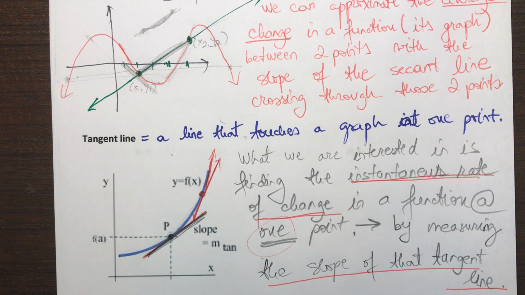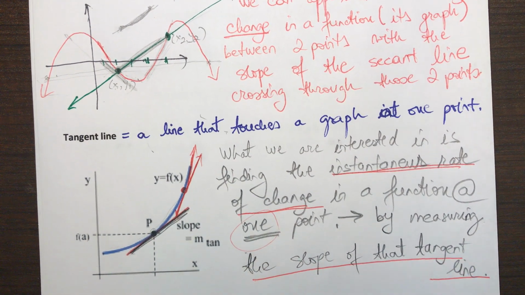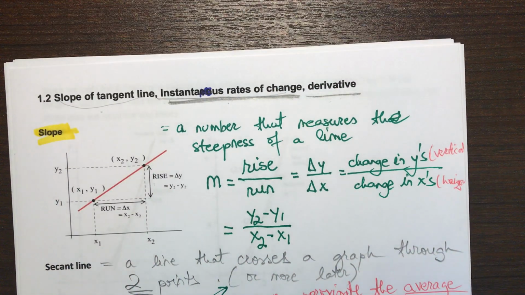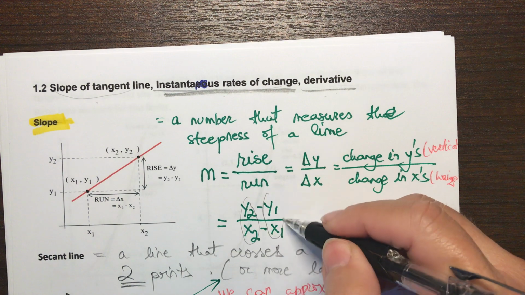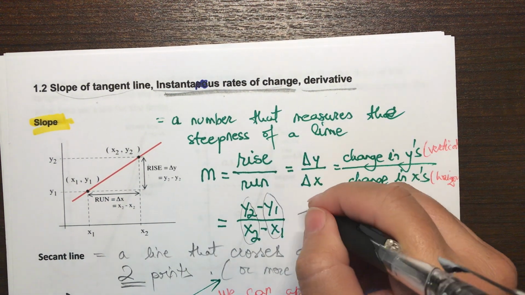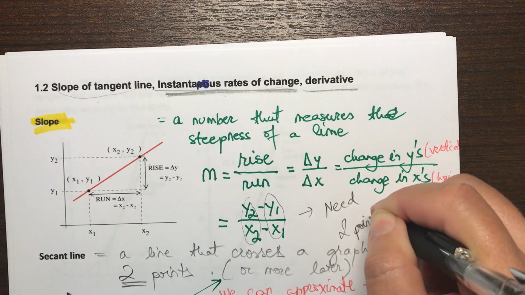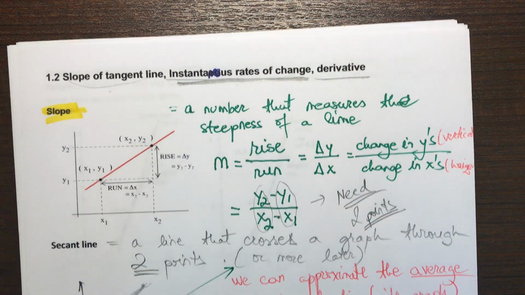An instantaneous rate of change in a function is measured by the slope of the tangent line. Great. There is a problem with that. What is the problem? To find the slope of a line, what do you need? In order to find the slope of a line, you need what? 2 points, yes? Great, we need 2 points.